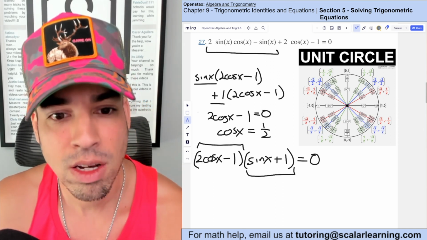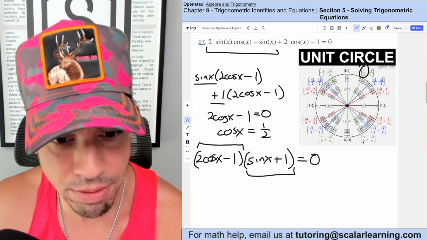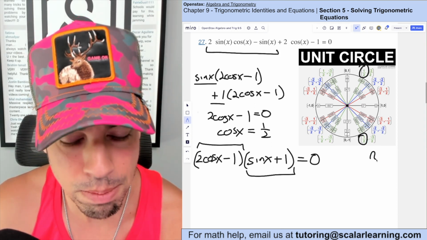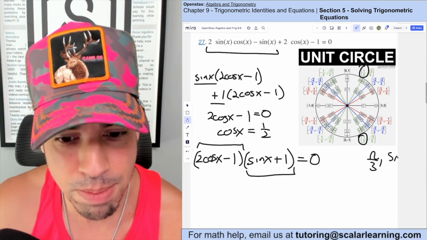Again, cosine links with the x values on the unit circle. So 1/2 here and here. So we've already got two values. We've got pi thirds and 5 pi thirds, okay?